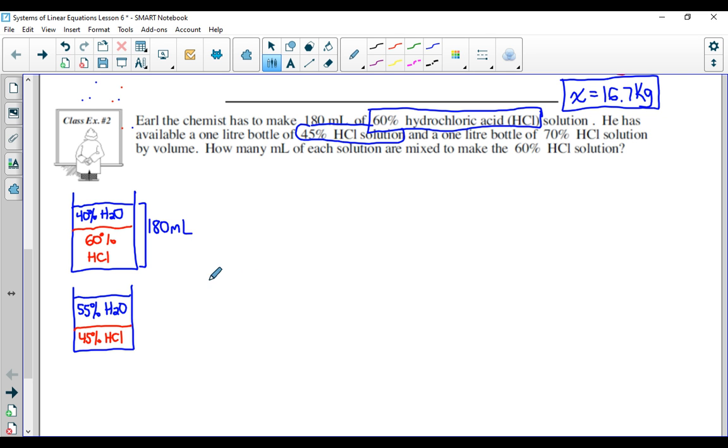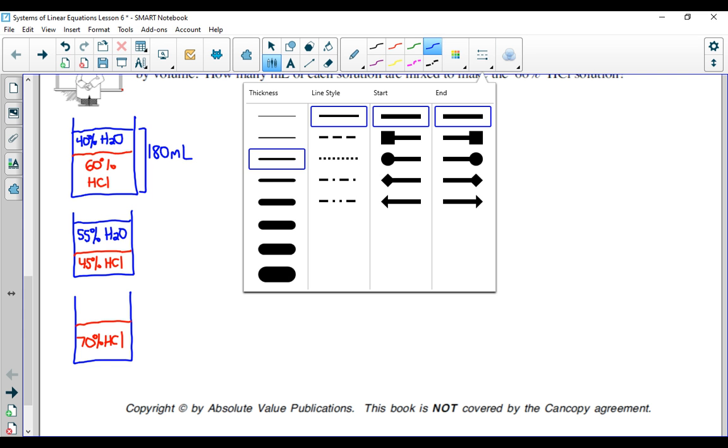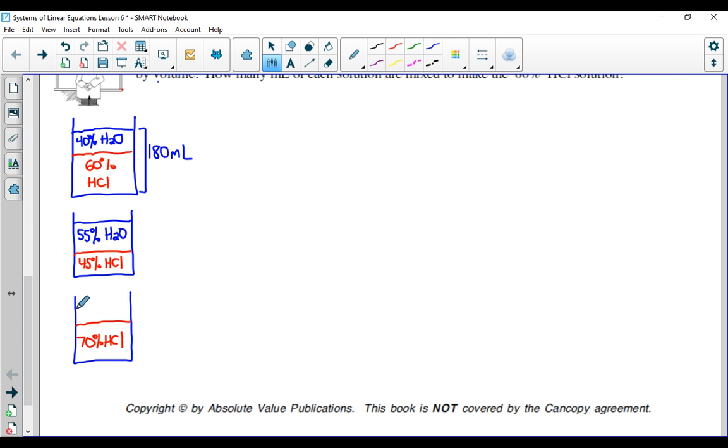Now, we're going to mix this with a different bottle. So this bottle has 70% of hydrochloric acid. We'll draw my next one. So let's put this a little bit higher. 70% HCl. And this would be like 30% water.